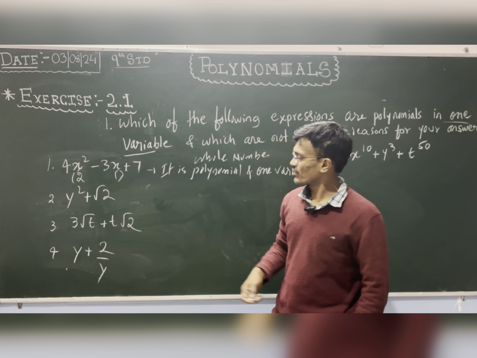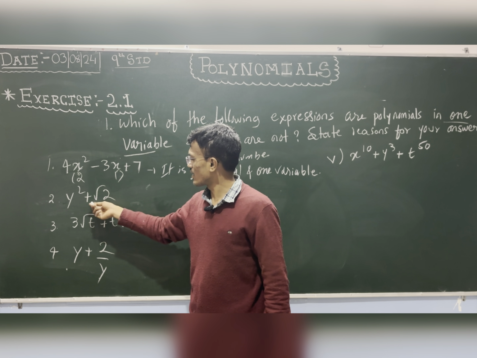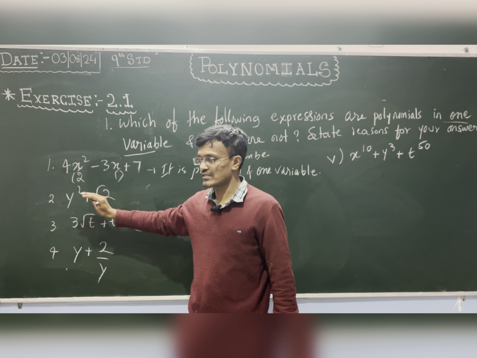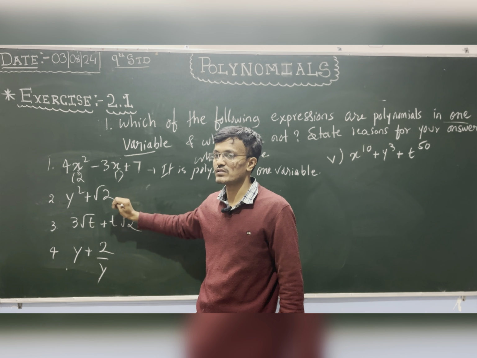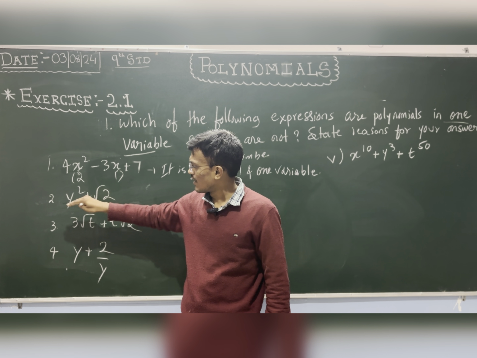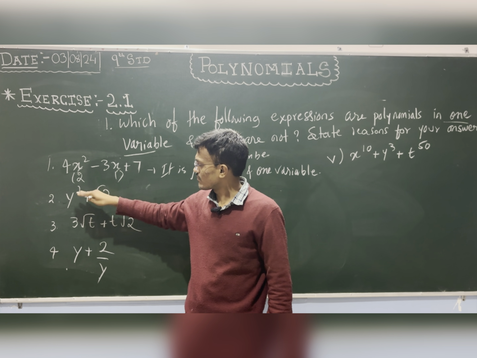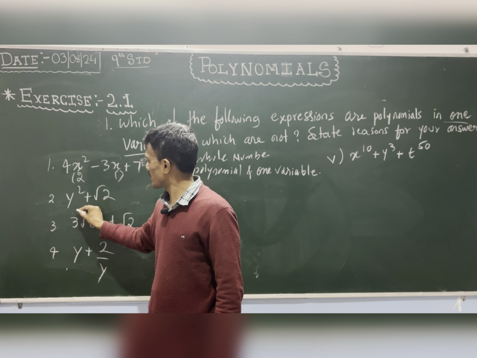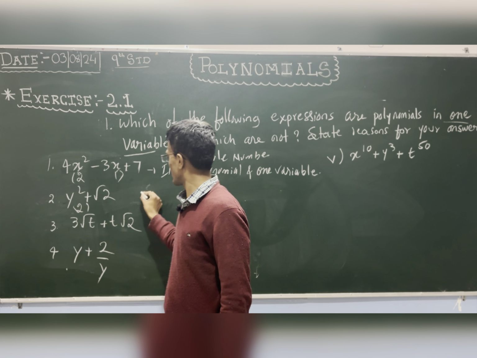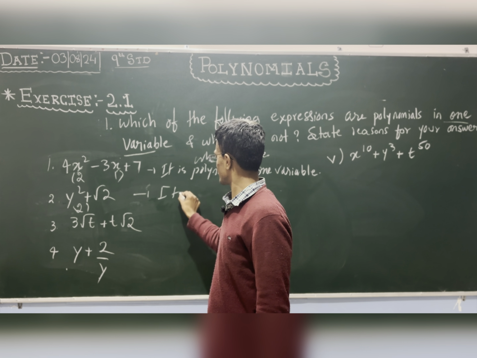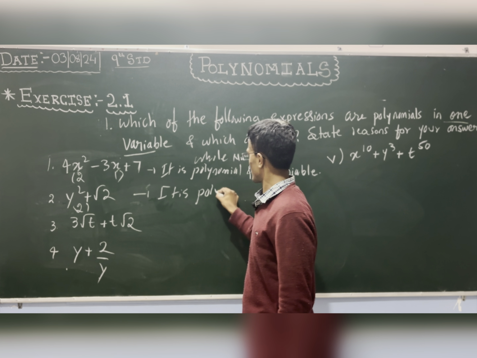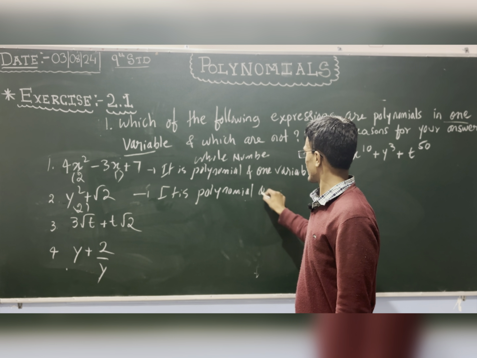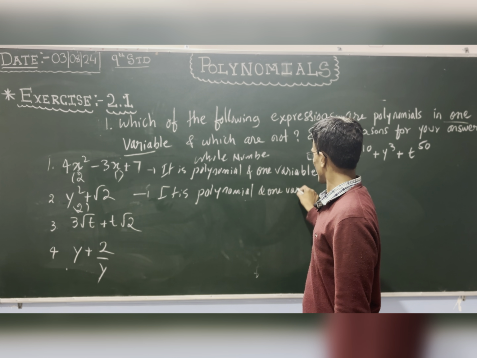Question number 2, y square plus root 2. Here we are focusing on variables, not on constant numbers. The variable is y, and the exponent of the variable is 2. So it is a polynomial in one variable.